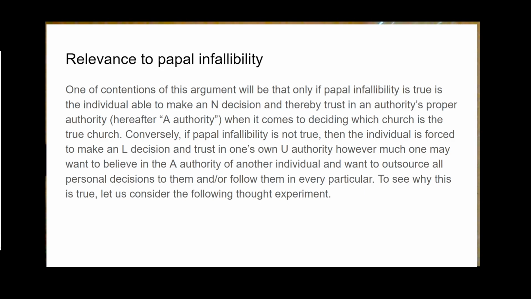But again, one of the contentions of this argument will be that only if papal infallibility is true is the individual able to make a not-leaning-on-your-own-understanding decision, and thereby trust in an authority's proper authority, when it comes to deciding which church is the true church. Conversely, if papal infallibility is not true, then the individual is forced to make a lean-on-your-own-understanding decision and trust in one's own authority, the authority that stems from one's competence in judging the relevant actual issues.